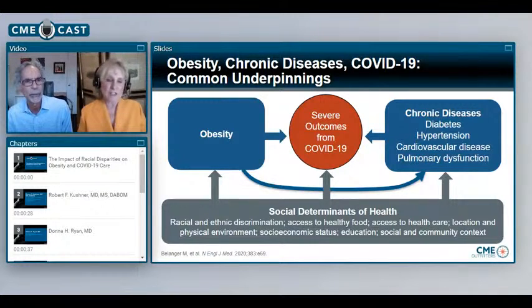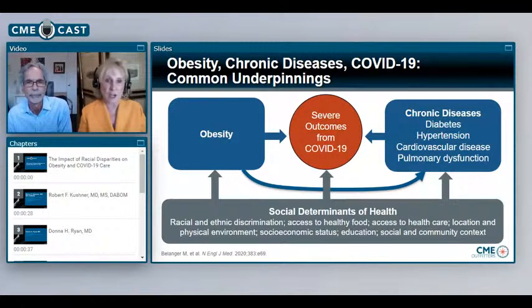Right. So the social determinants of health are racial and ethnic discrimination, access to healthy food, access to health care, location, where you live, the physical environment that you live in, your socioeconomic status, your educational level, and then the whole context of your social environment and community environment.